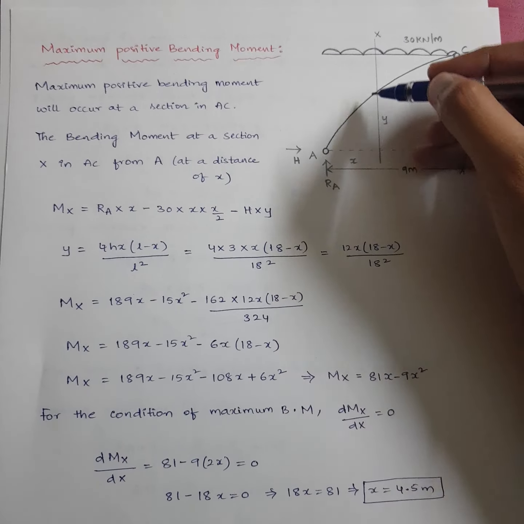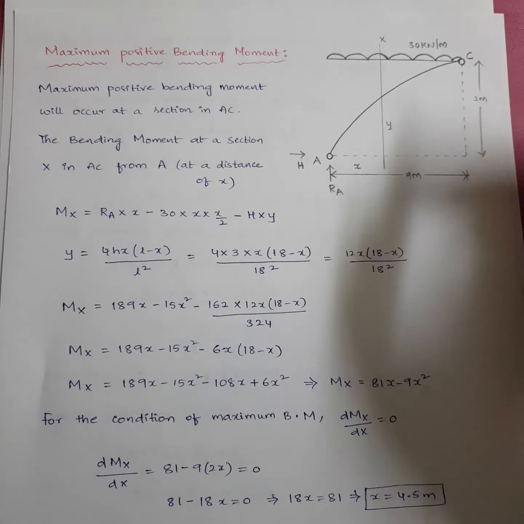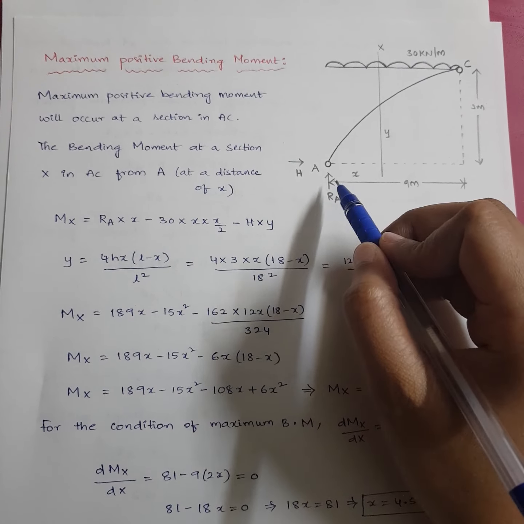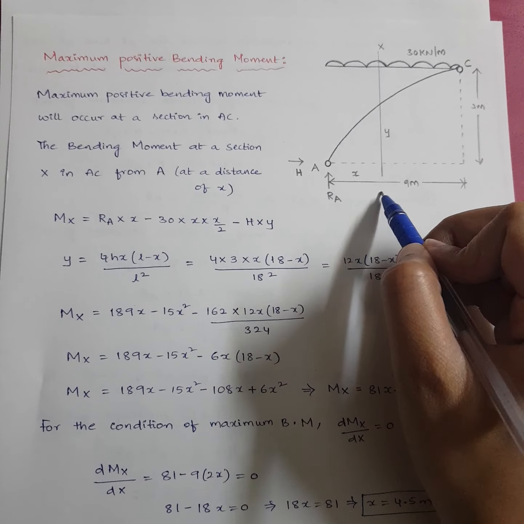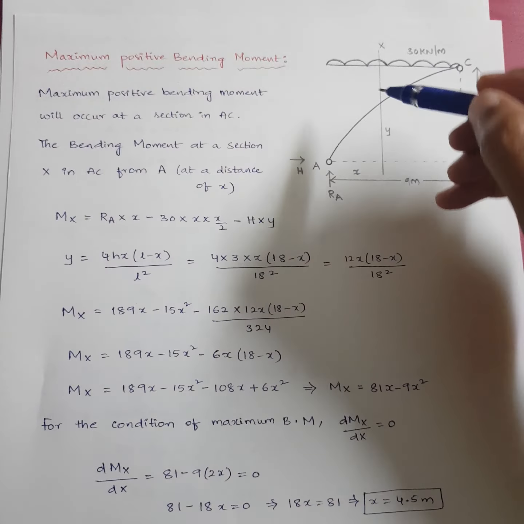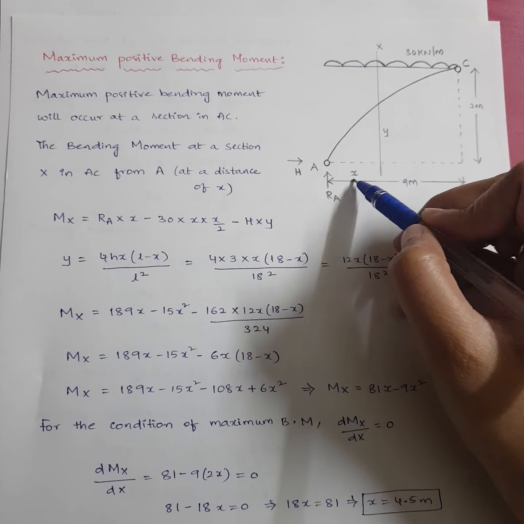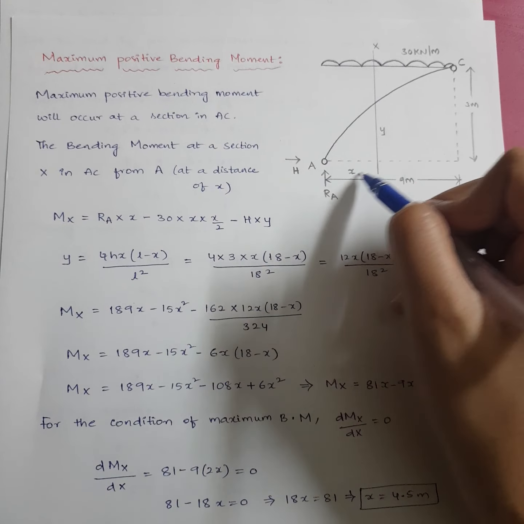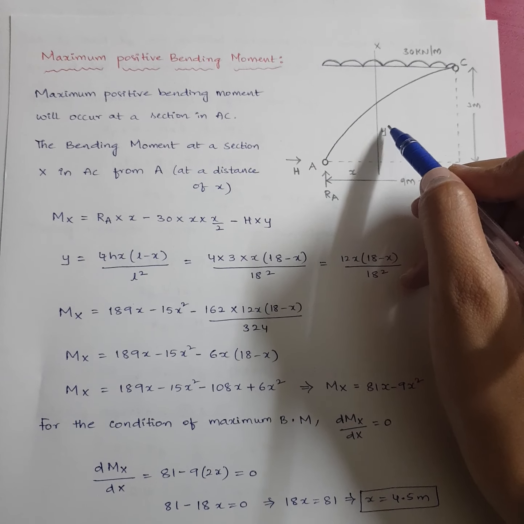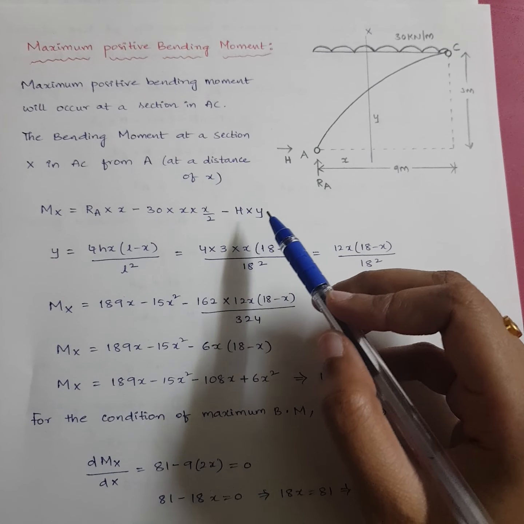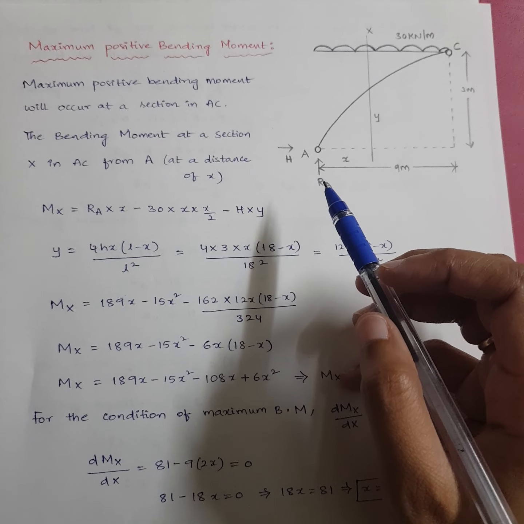I'm repeating. The bending moment at any section x here is equal to RA into x, since RA is lifting your arch upwards, so it's a sagging moment. Minus 30 into x by 2, since the UDL will push down your arch. The horizontal thrust also gives a hogging moment, so minus H into the height y. So this is the equation. For me y is unknown first, so let's try to calculate the value of y.